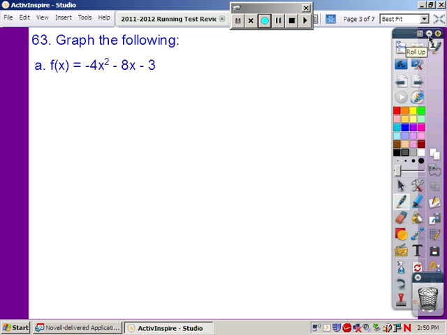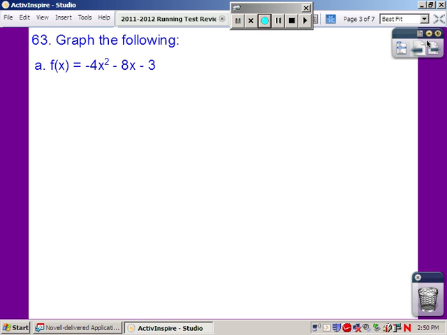It'd be great if you had your notes right there so you could follow this, so you can see that this is the exact same thing you would have done in your notes. A for this would be -4, B would be -8, and C would be -3. Following the pattern of A is the number next to x squared, B is the number next to x, C is the one by itself.